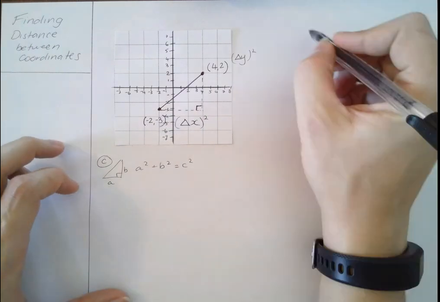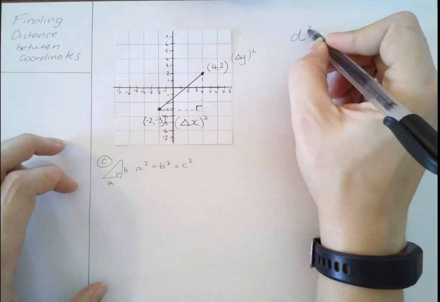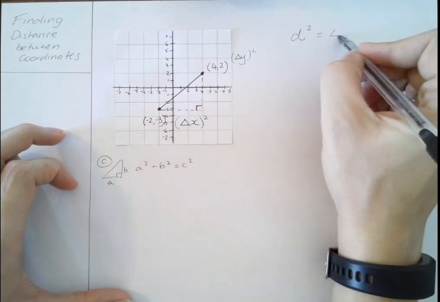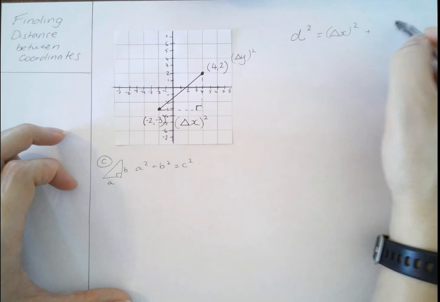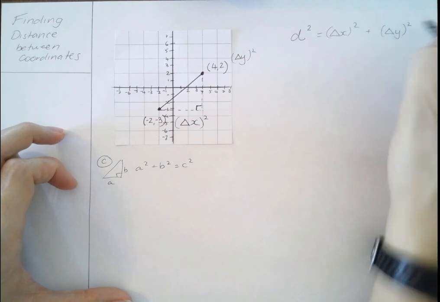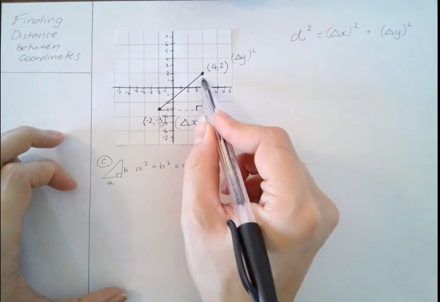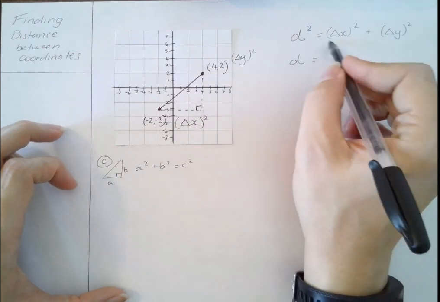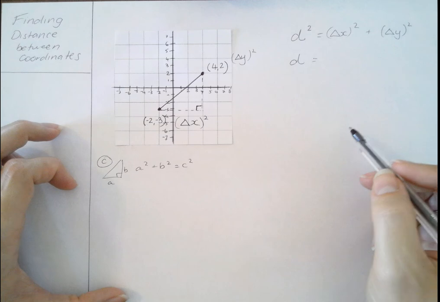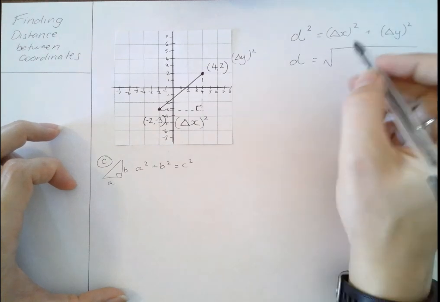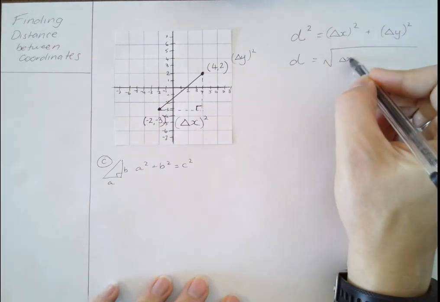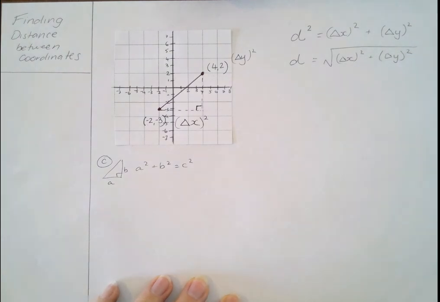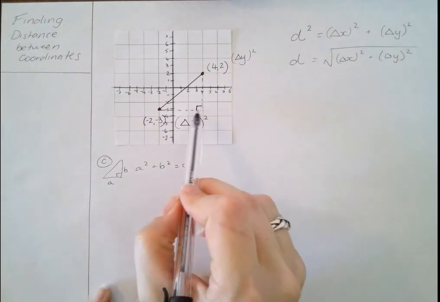So our distance formula, to find distance squared, or our c value, then we would need to square the change in the x and add it to the change in the y value. So the change in the x is this side, the change in the y is this side. If we only want distance on its own, then we would square root this side to remove this square. So this is our distance formula, the square root of the change in x squared plus the change in y squared.